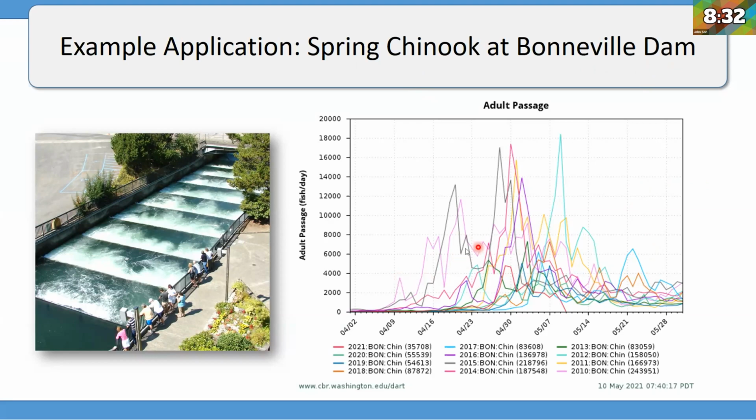The phenology changes as well. Sometimes in this pink and gray, they come in early, sometimes they come in late. So phenology is definitely a component of this that's important. But the variation in the numbers of adults is quite high.